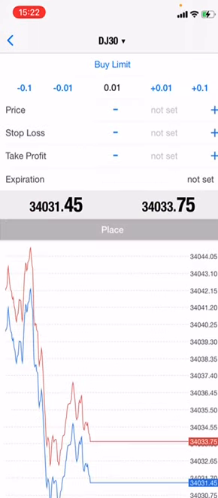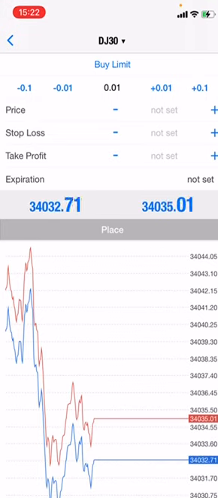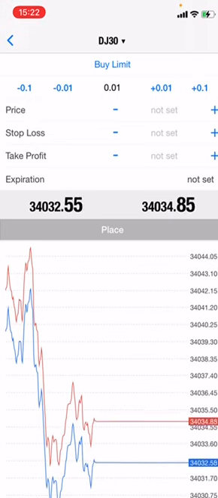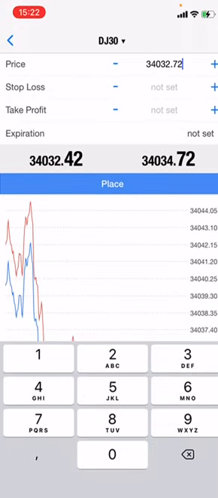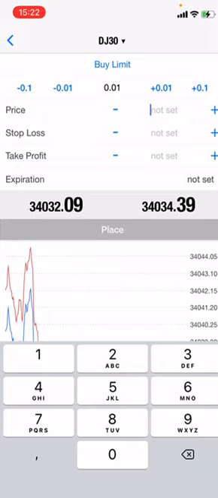So we go to buy limit. So we realize that with the buy limit as well, obviously you need to know your prices. You can't just click only. You need to know what level you are actually placing that buy limit.